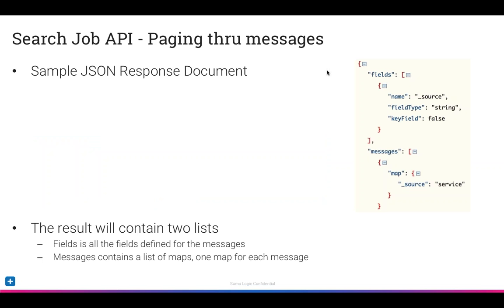And the next thing is messages. Messages is going to be a list of maps, 1 map for each message, and it's the raw data. The map keys would be represented by the fields. So in order to know what fields are present, that's why you have the fields object there, to tell you what fields are present for every one of those messages.